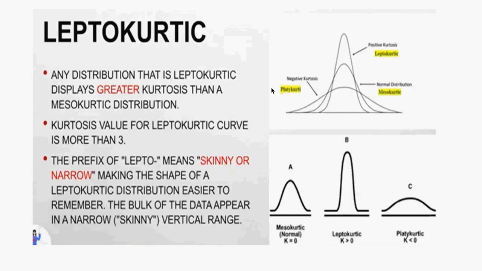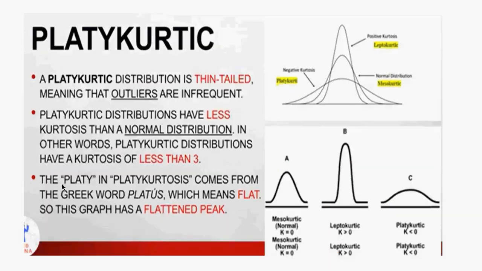So leptokurtic is nothing but a little higher. The leptokurtic is a peaked one, which is not normal. It has a greater kurtosis, that means it is greater than the normal value. K is greater than 0. Then it is called leptokurtic, a skinny or narrow shape that is being made.